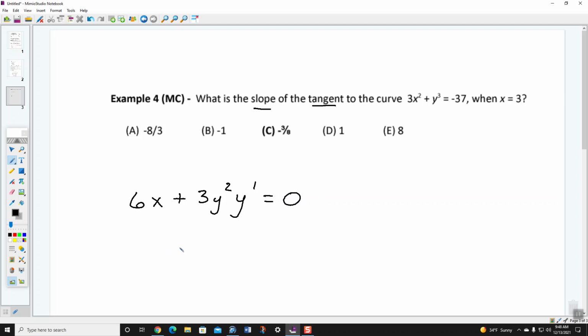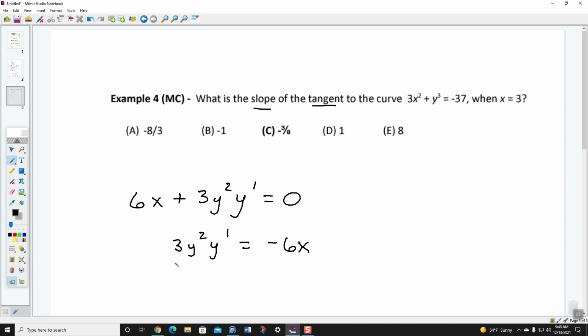Subtract 6x. Okay, so I'm going to get terms without y primes out of there, so I'm going to leave 3y squared y prime on the left, equals negative 6x on the right. Guys, do I have everything right there? Yes. Okay, now what?